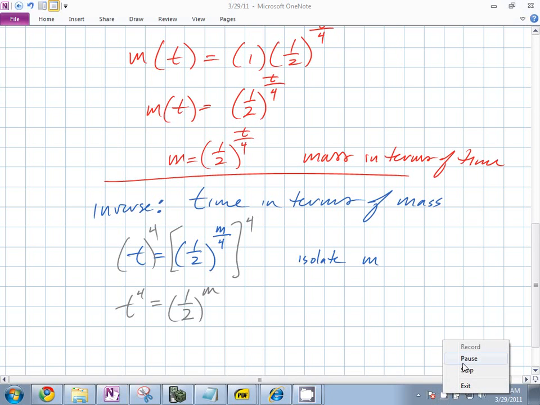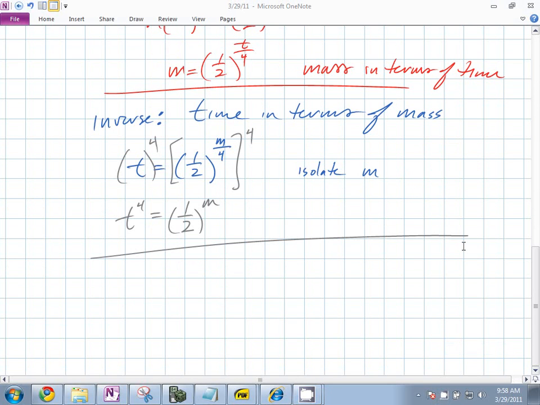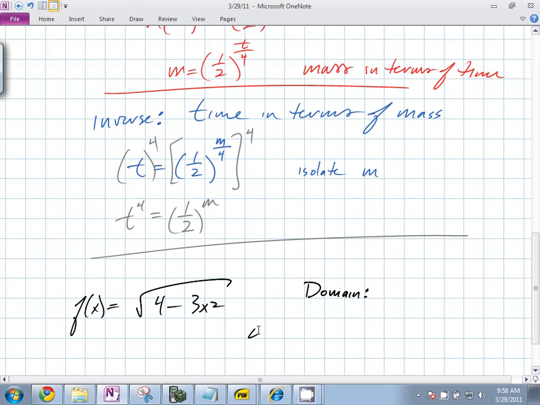I'm confused. Number 5 was what? State the domain and range of the function? Yeah. So you had f of x is equal to the square root of 4 minus 3x squared. So what's the first thing you could find? Domain. Yeah. You need to have 4 minus 3x squared what?